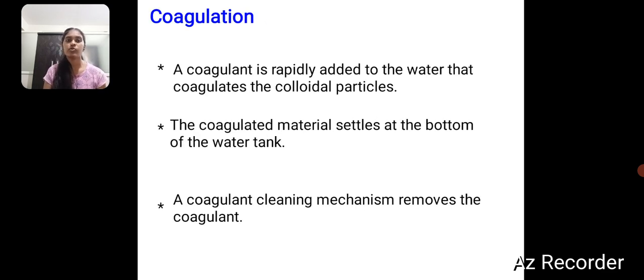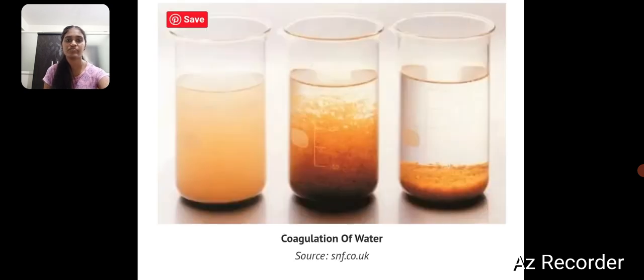Coagulation. A coagulant is rapidly added to the water that coagulates the colloidal particles. The colloidal material settles at the bottom of the water tank. A coagulant cleaning mechanism removes the coagulant. This is the coagulation of water. You can see where it all settled down.